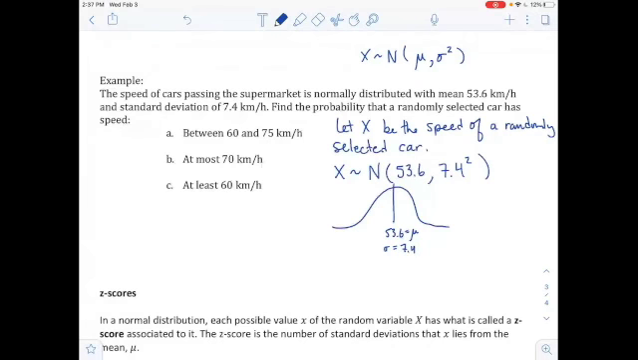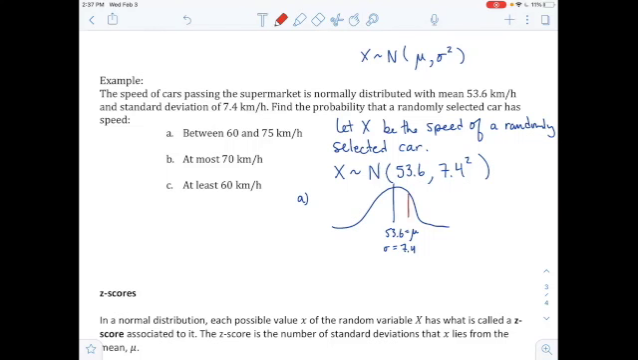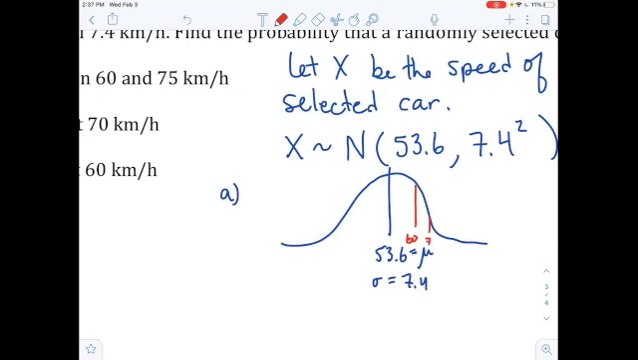So for part A, we want to know the probability a car is between 60 and 75. So 60 is somewhere here. I'm going to zoom in so I can draw a bit better. And 75 would be somewhere here. So really we want this area.